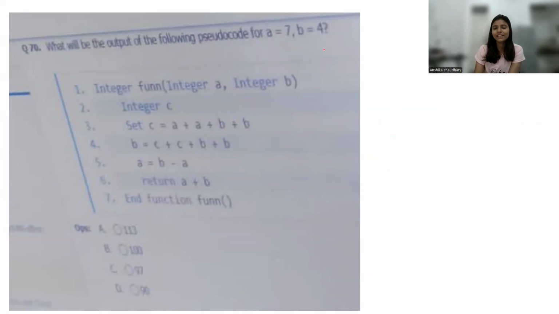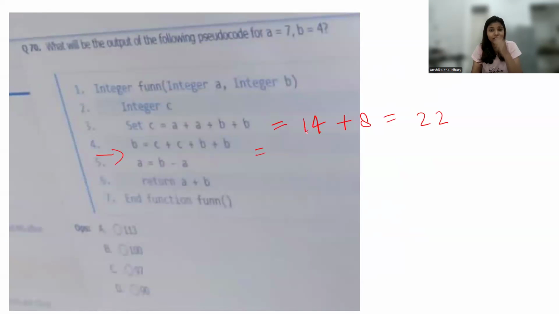Next question is, A is assigned 7, B is assigned 4, and we are passing them in a function, and then there is an integer C. So C is assigned A plus B plus B. So 7 plus 7 will become 14, plus B and B, so 4 and 4 will become 8. So it will become 22. Yes, 22.